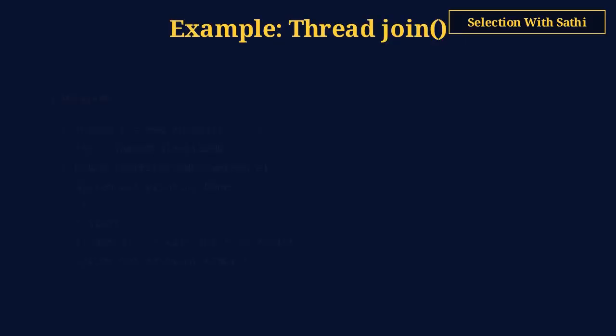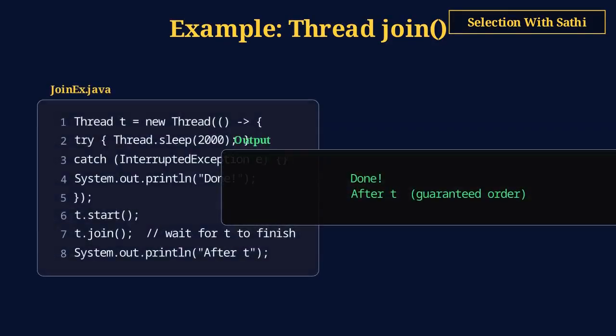Fixing a race condition with synchronized. A Counter class has an int count. Without synchronized, 2 threads incrementing 1000 times each might give less than 2000. Add synchronized to the increment method. Now count is exactly 2000, the lock prevents simultaneous access.